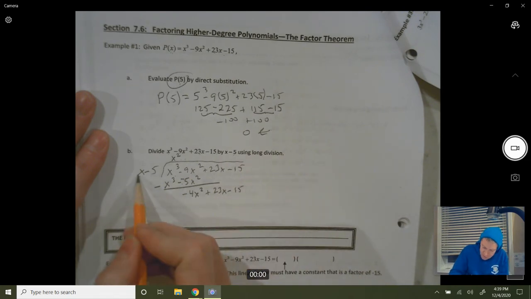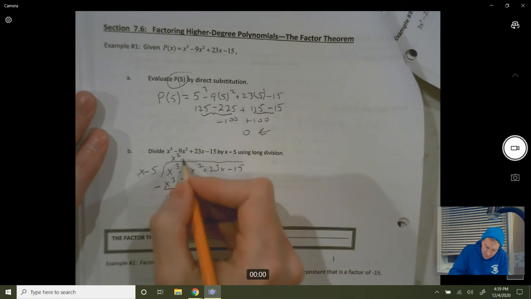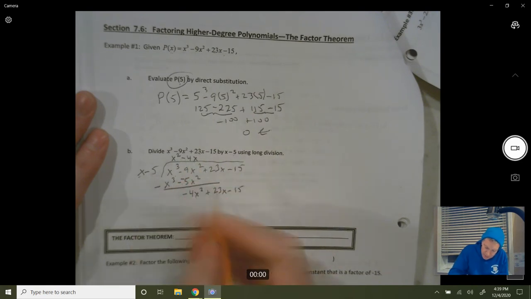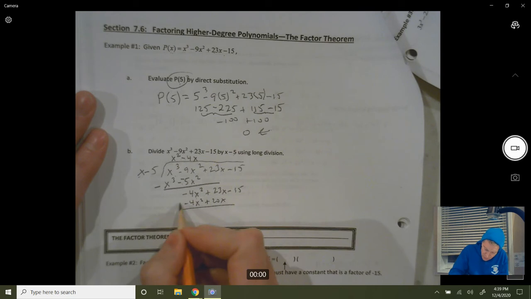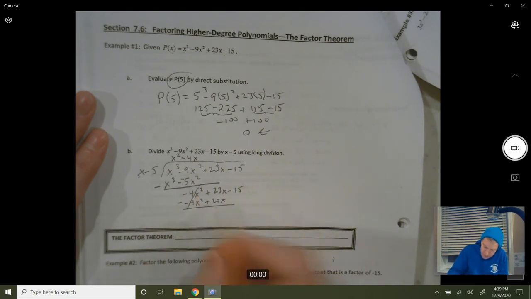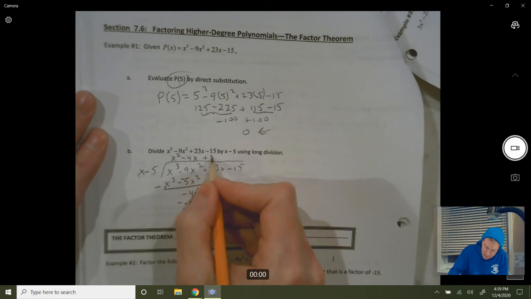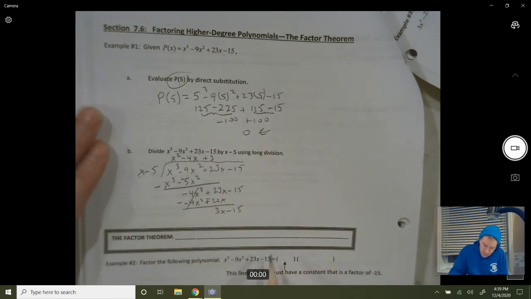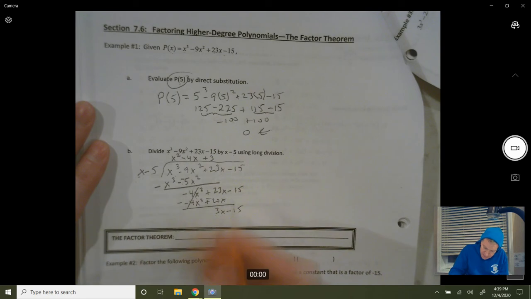So we look at x. x goes into negative 4x squared negative 4x times. Negative 4x times x is negative 4x squared. Negative 4x times minus 5 is plus 20x. We're going to subtract. We're subtracting a negative, that becomes positive, those cancel, and we're subtracting 20x. So we get 3x minus 15. x goes into 3x three times. So 3 times x is 3x, 3 times negative 5 is minus 15, and we subtract, that becomes minus a negative, so this all gives you 0.